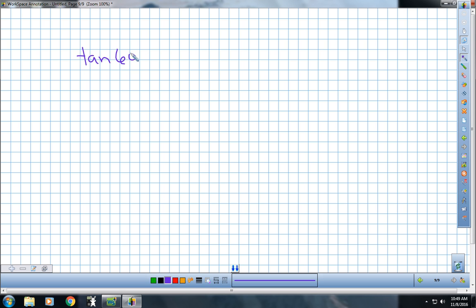And I think I need to make a point here. It says use the double angle identity to find the exact value of each expression. Okay? So they're telling us to use the double angle identity. Now let me make a point here. Don't we all know what the tangent of 60 degrees is? No, tangent of 60 is what?